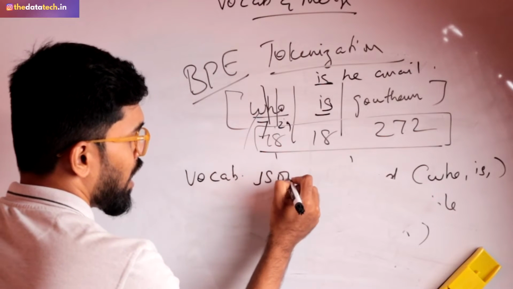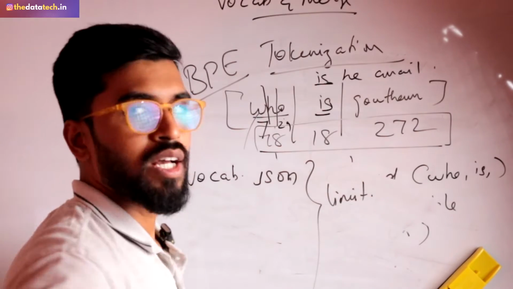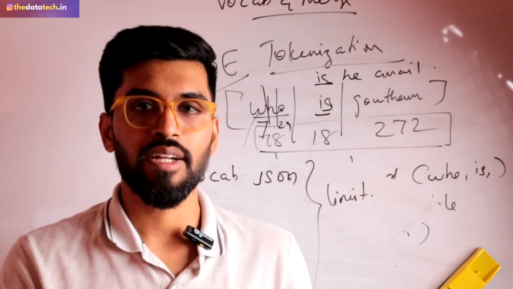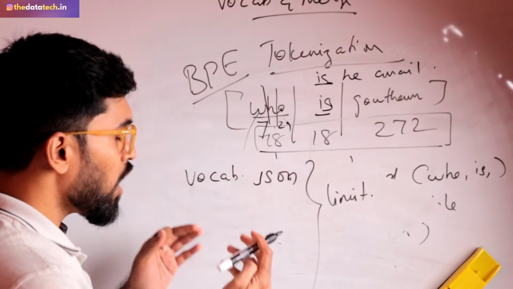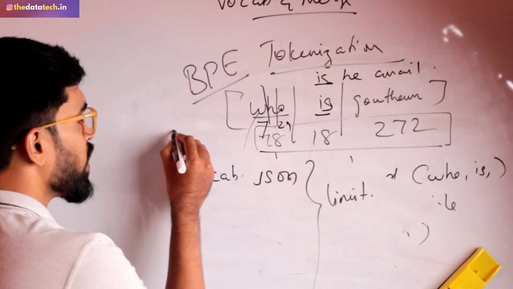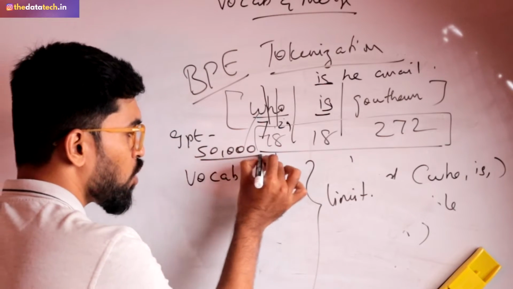Vocab.json. So what is the limit for this? If you take an English dictionary, it has a limit of 500 pages, 1000 pages, 200 pages. So what is the limit of this vocab.json? If you take GPT-2, the limit is 50,000 tokens.